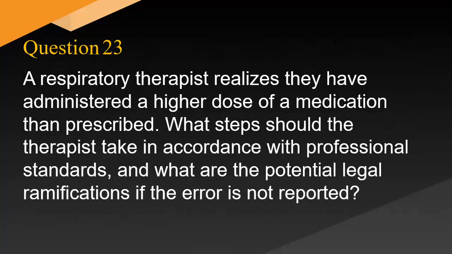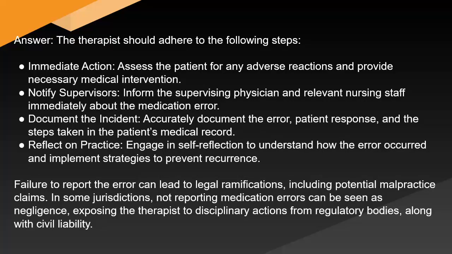A respiratory therapist realizes they have administered a higher dose of a medication than prescribed. What steps should the therapist take in accordance with professional standards, and what are the potential legal ramifications if the error is not reported? Answer: The therapist should adhere to the following steps. Immediate action. Assess the patient for any adverse reactions and provide necessary medical intervention. Notify supervisors. Inform the supervising physician and relevant nursing staff immediately about the medication error. Document the incident. Accurately document the error, patient response, and the steps taken in the patient's medical record. Reflect on practice. Engage in self-reflection to understand how the error occurred and implement strategies to prevent recurrence.